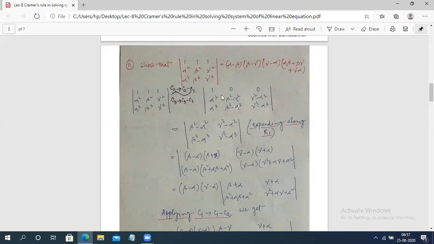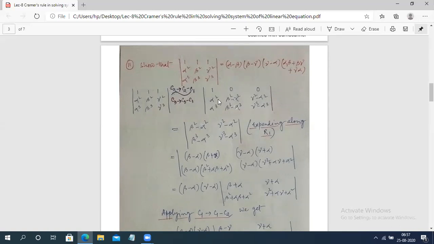There is no change in the first column, so write the terms as it is. So 1 alpha square alpha cube. In C2, C2 minus C1, that is 1 minus 1, 0, beta square minus alpha square, and then beta cube minus alpha cube. Done. Now third column, the elements of third column minus the corresponding elements of first column. So 1 minus 1, 0, gamma square minus alpha square, and then gamma cube minus alpha cube.